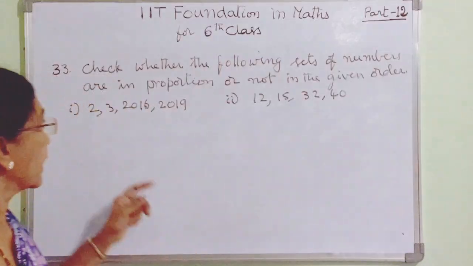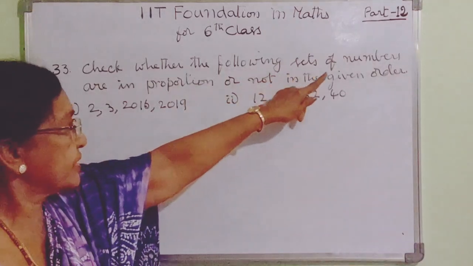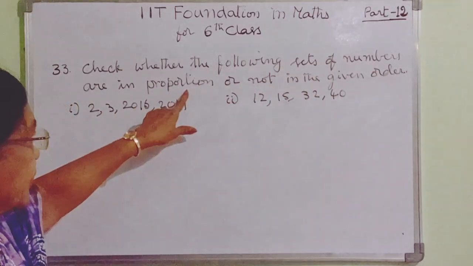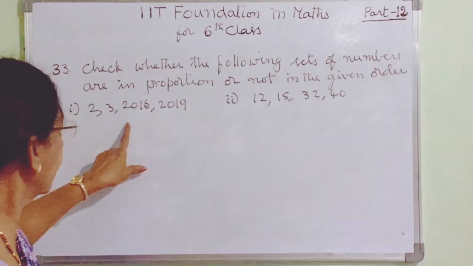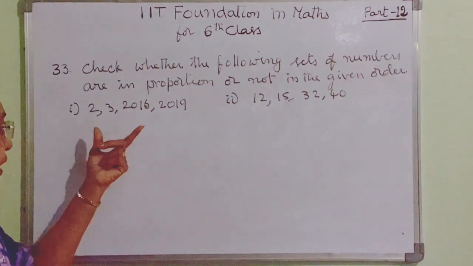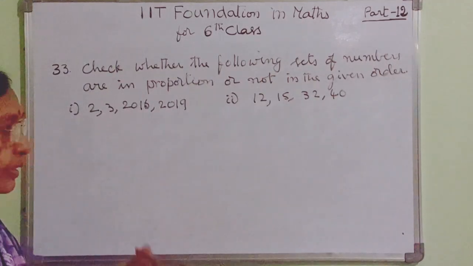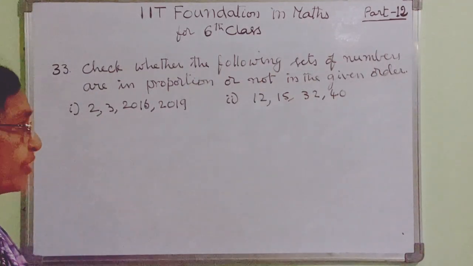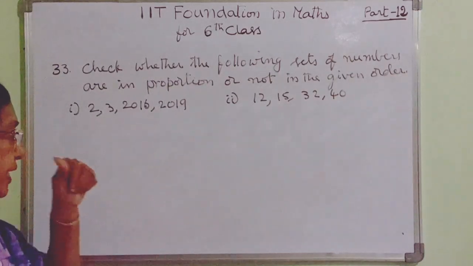Next, problem 33. Check whether the following sets of numbers are in proportion or not in the given order. Here 2 sets of numbers are given. We have to check whether the 4 numbers are in proportion or not. For proportion, order is very important. We have to take the same order.